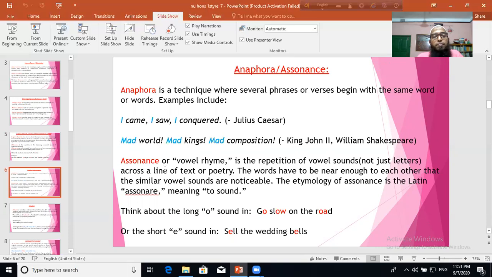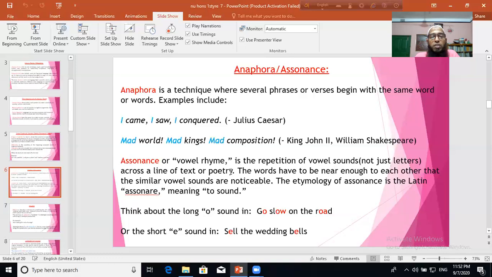What is assonance? It's like alliteration. We saw that alliteration is the repetition of consonant sounds, but in assonance you see vowel rhyme, the repetition of vowel sounds. So the repetition of consonant sounds is alliteration, but assonance is the repetition of vowel sounds, not just letters. It's the repetition of sounds, not A, B, C, D. It's a, ba, ta, ka, like that.